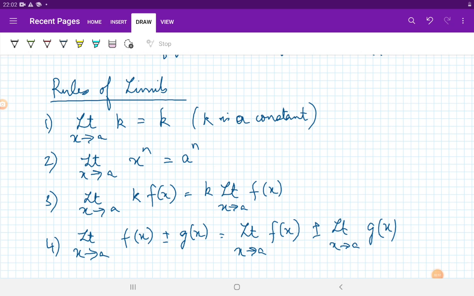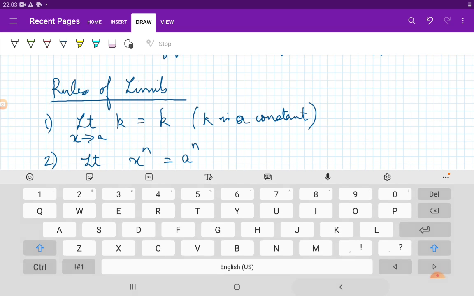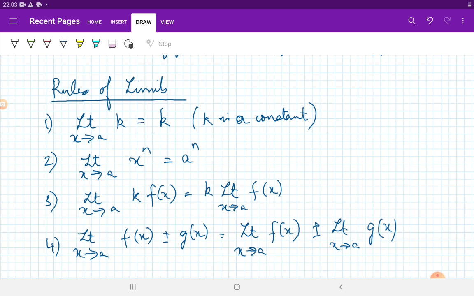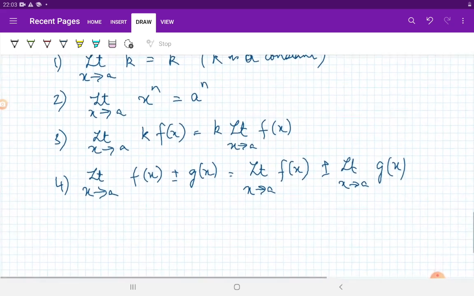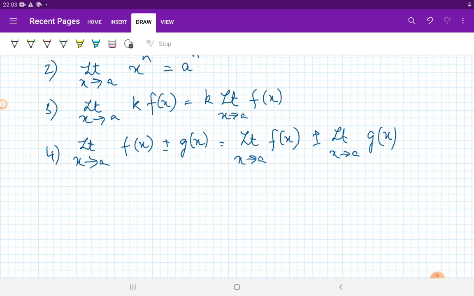In this relation, here are a few rules of limits that can help us solve and evaluate limits more easily. The first rule is that limit x tends to a of a constant function would be equal to the constant itself. Here k represents the constant. The second rule is limit x tends to a, x to the power n is equal to a to the power n. Third rule, if you have to find limit x tends to a k times f of x, you can always take the constant outside the limit symbol.